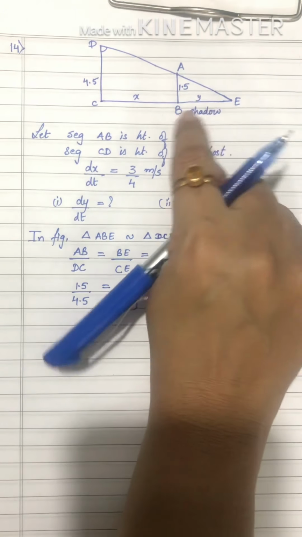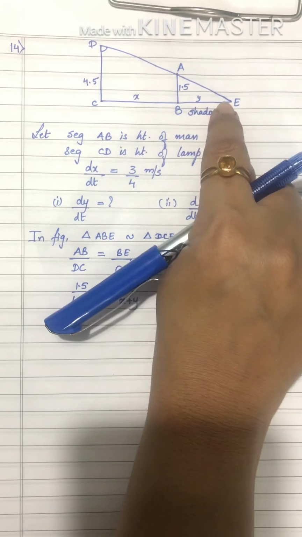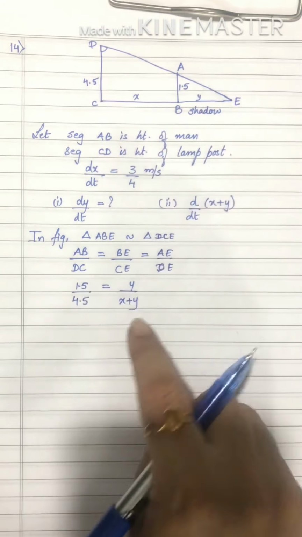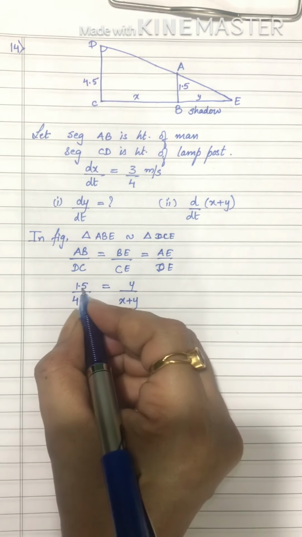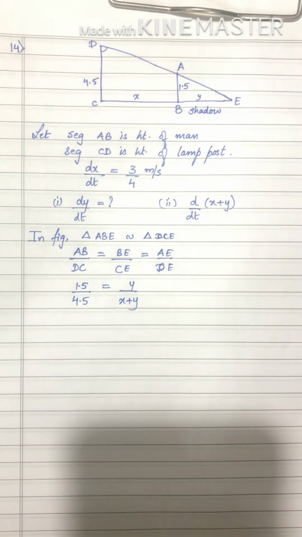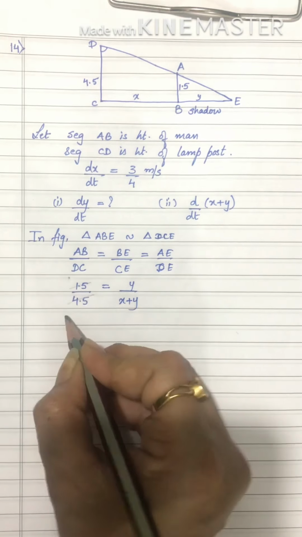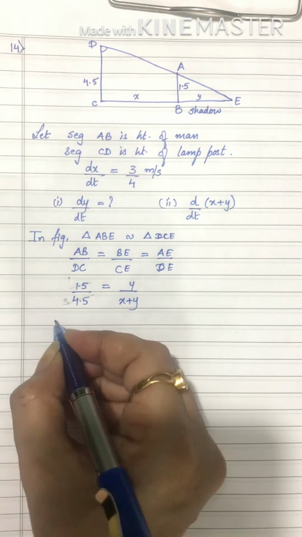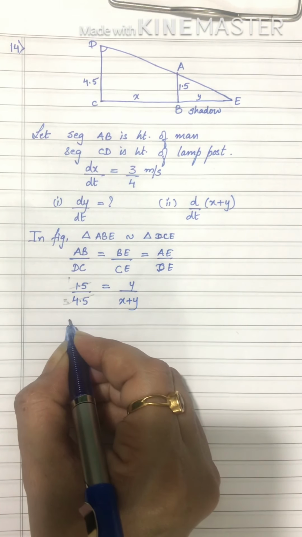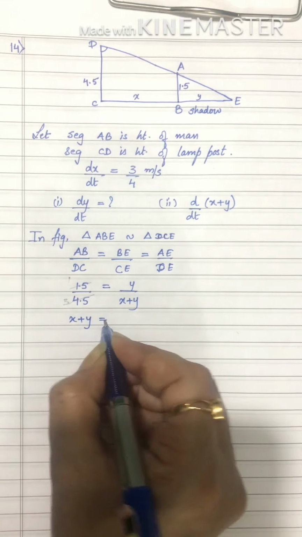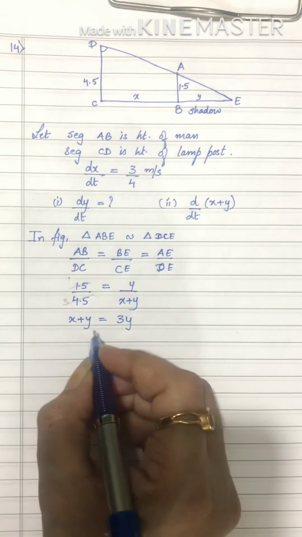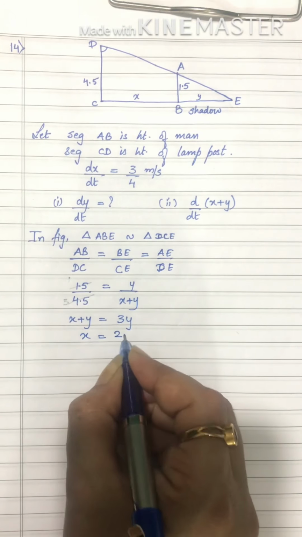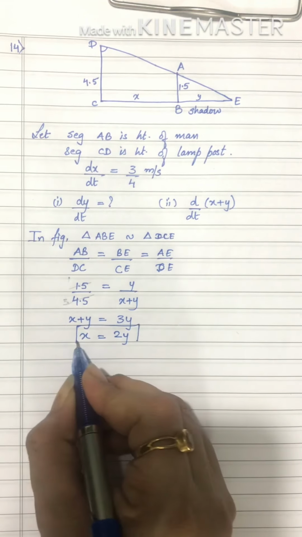Now this I have taken from here, BE upon CE. So BE is y and CE is CB plus BE, so we get x plus y. Okay, so now on cancelling, 1.5 upon 4.5 you will get as 1 upon 3. So next on cross multiplying we get x plus y is equal to 3y. Now from this, if you take y to that side, you get x is equal to 2y. Okay, we got the value of x here.